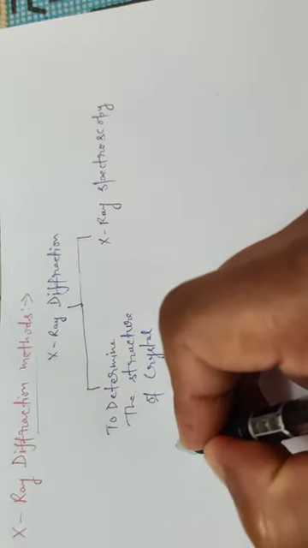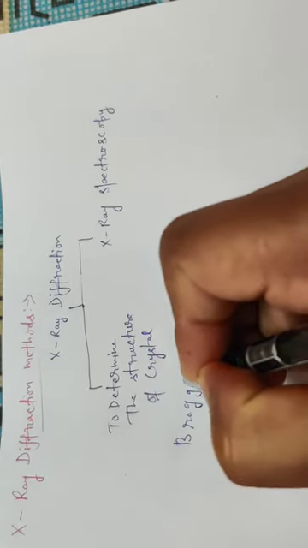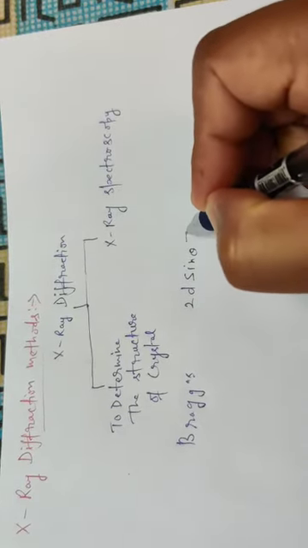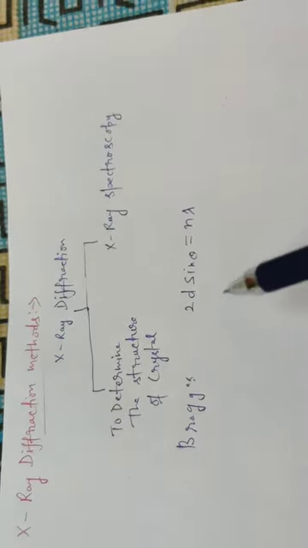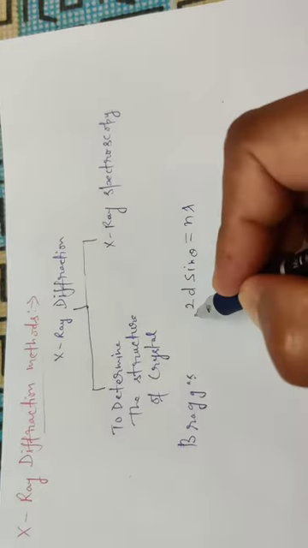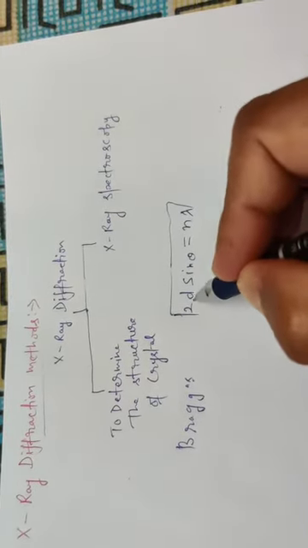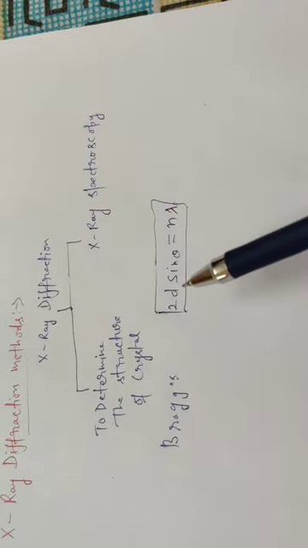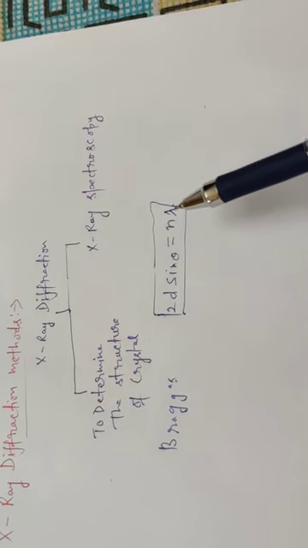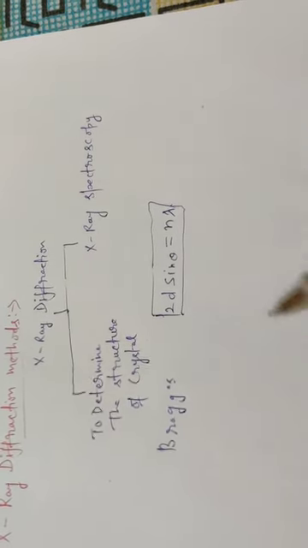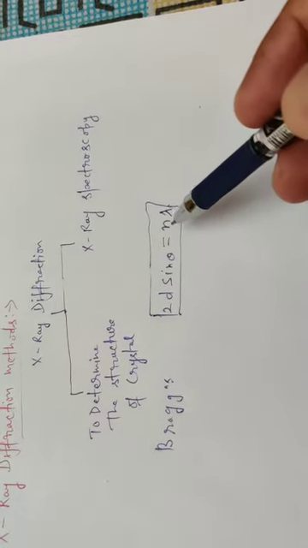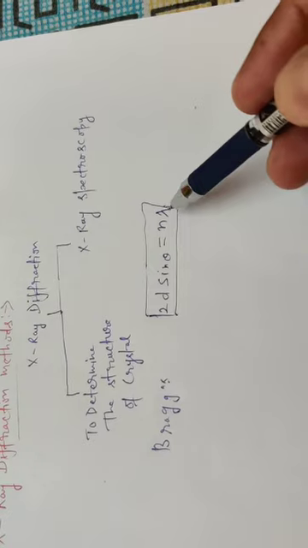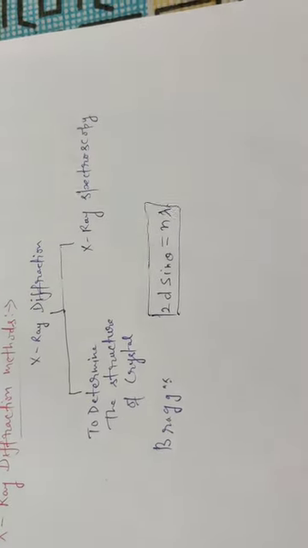So we have discussed what is Bragg's law. Bragg's law basically is 2d sin theta equals n lambda. This is the very important Bragg's law or Bragg's condition. To fulfill Bragg's law, both conditions of theta and lambda should match, where d is the interplanar spacing, n is the order of reflection or order of scattering, and lambda is the wavelength of that X-ray.